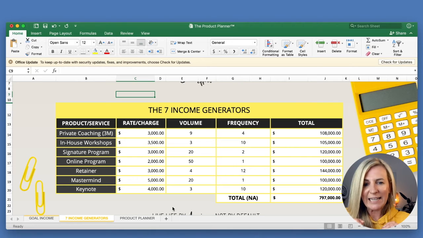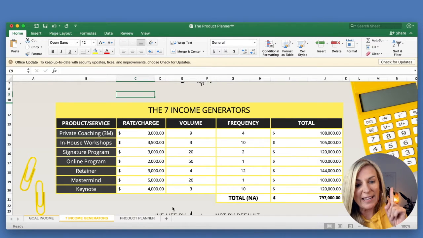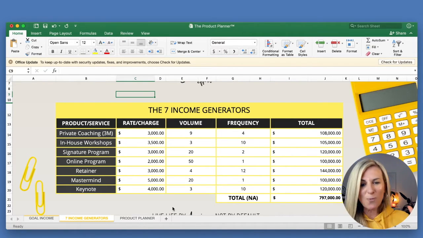And here's a hot tip. When it comes to income generators, you pick just one. I don't want you building a business where you try and do all 7, because guess what? You'll spread yourself thin and you'll end up sucking at the whole lot. It's much better to just pick the one that suits you and go all in on it. So you'll see here, I've just done the numbers for you. I've given you the average rate that you would charge.